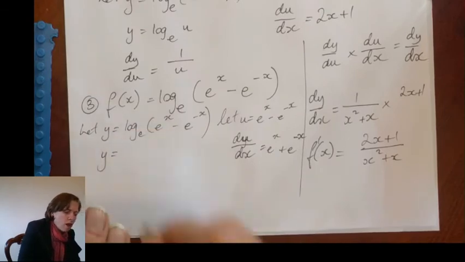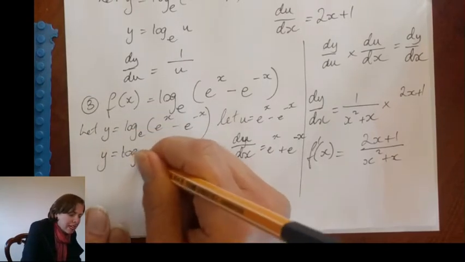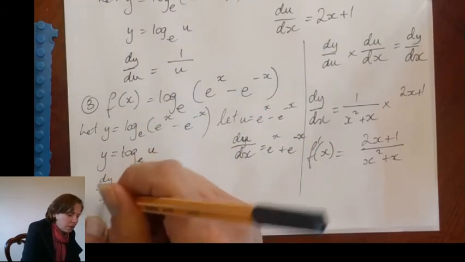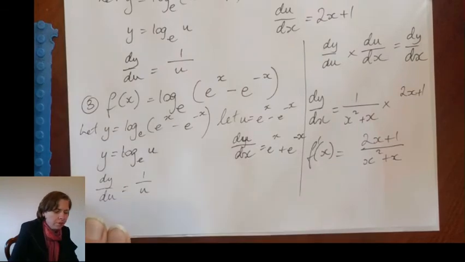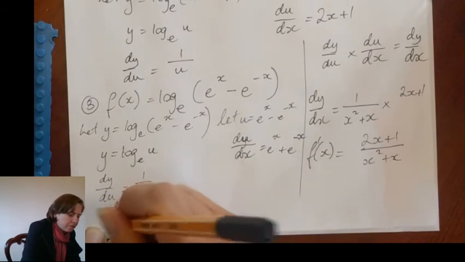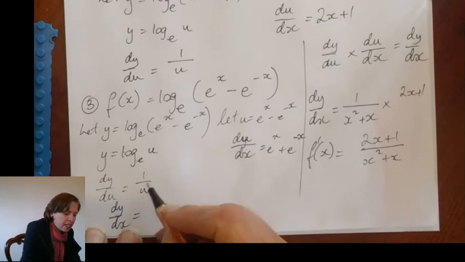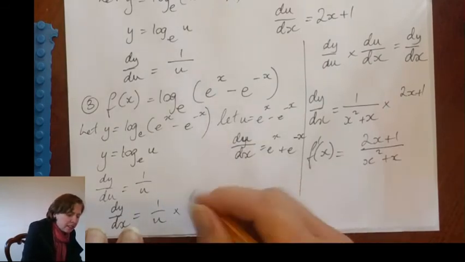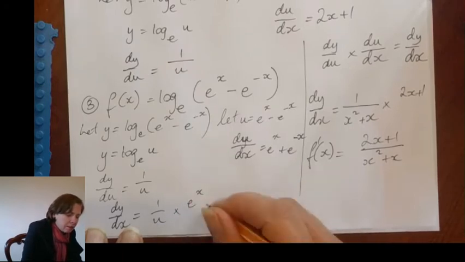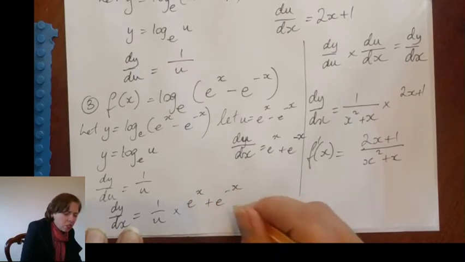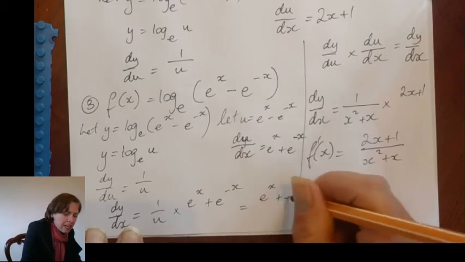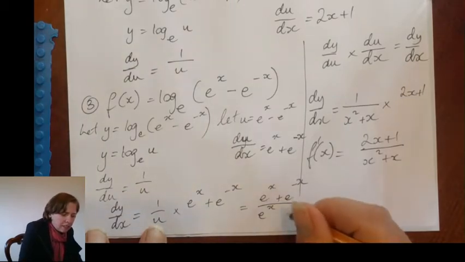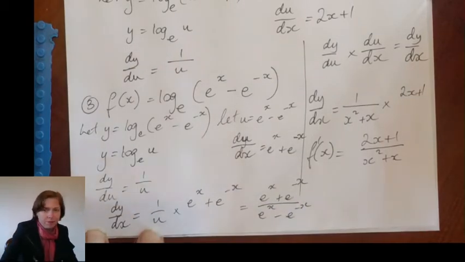So now I rewrite y in terms of u. That's log base e of u. I've already done this one just up here: dy du equals 1 over u. So now to find dy dx, I multiply those together. dy du, that's 1 over u, times du dx, that's e to the x plus e to the negative x, which gives me e to the x plus e to the negative x over u, where u is e to the x minus e to the negative x.